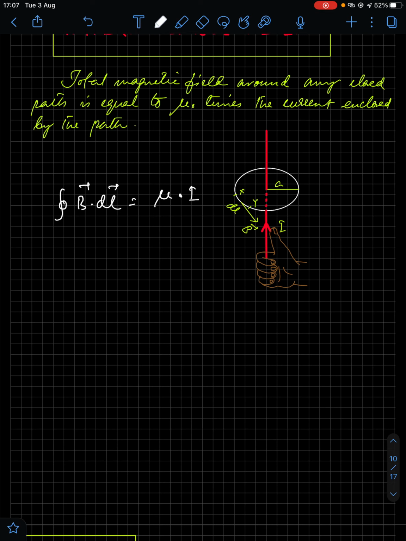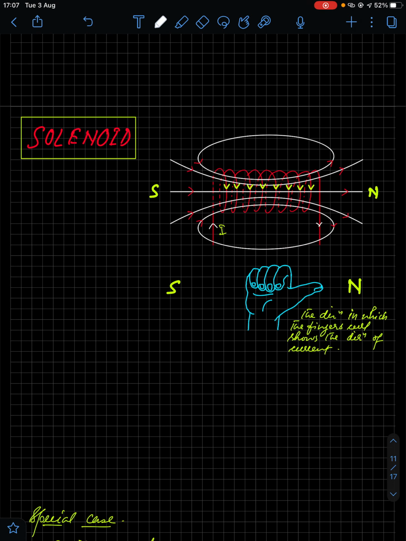So we have two applications for Ampere circuital law. One is the solenoid, the other is the toroid. So what is a solenoid? A solenoid is a wire of this pattern. Now this is carrying a current I. When a solenoid carries a current I, it behaves as a magnet.